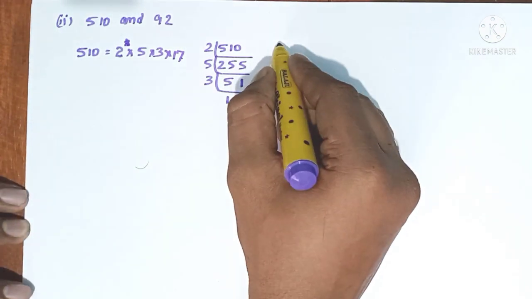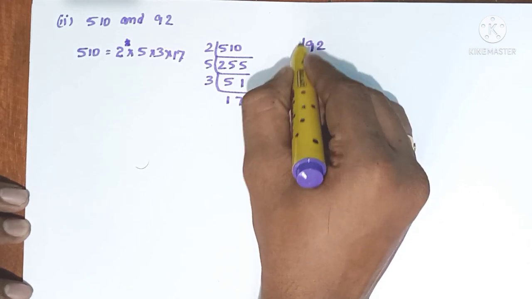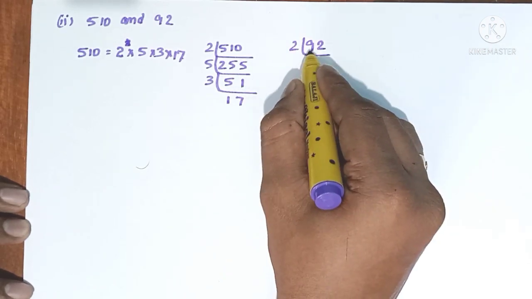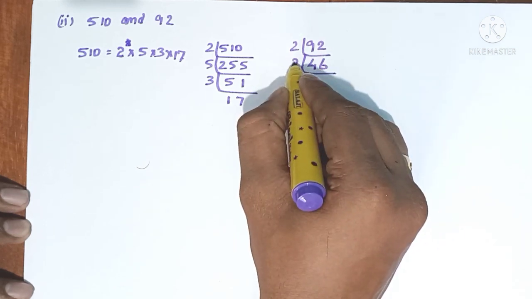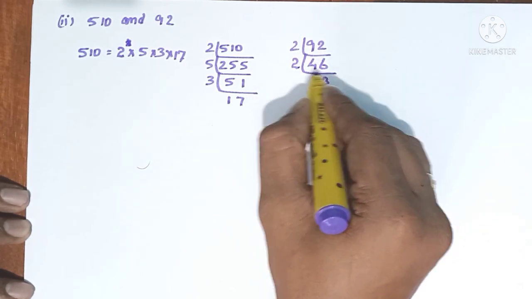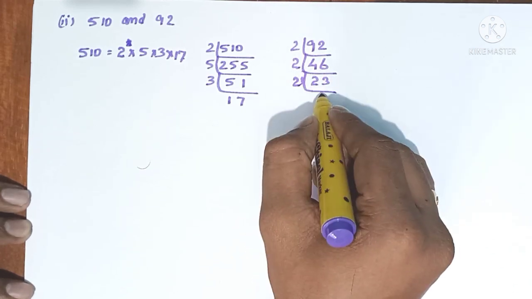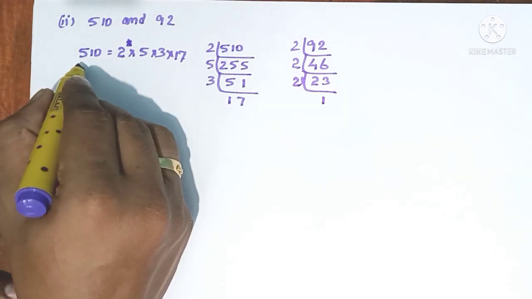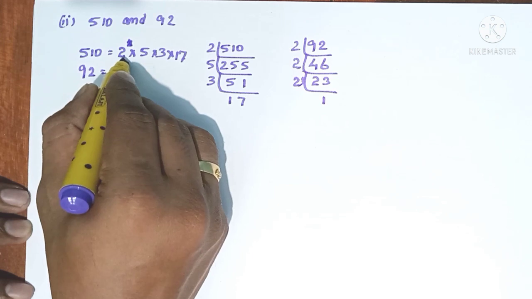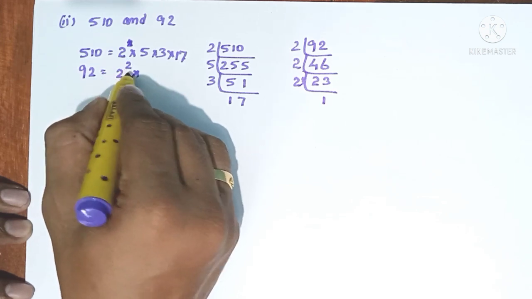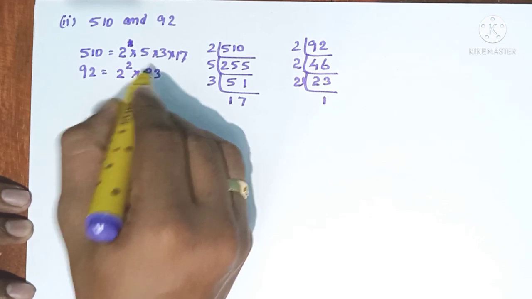Okay, and which is our next number? That is 92. 2, 46, again 2, we'll get 23. 23 into 1. So we can write 92 is equal to 2 to the power of 2 into 23.